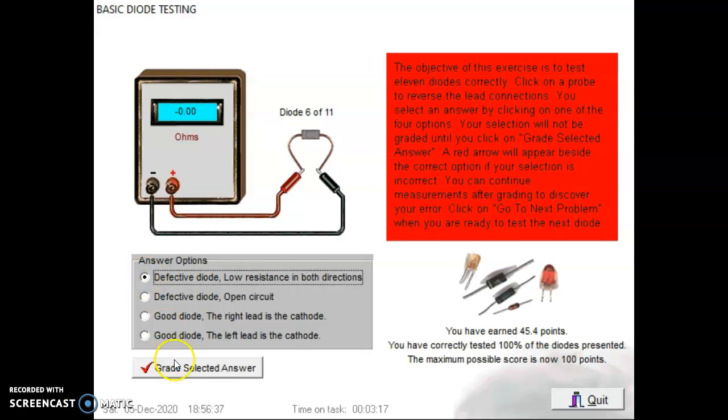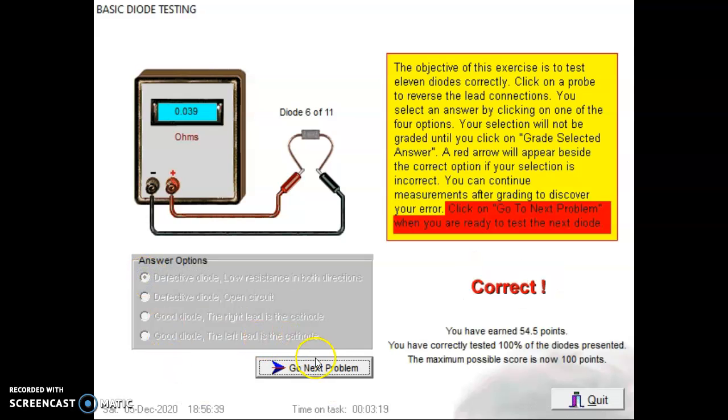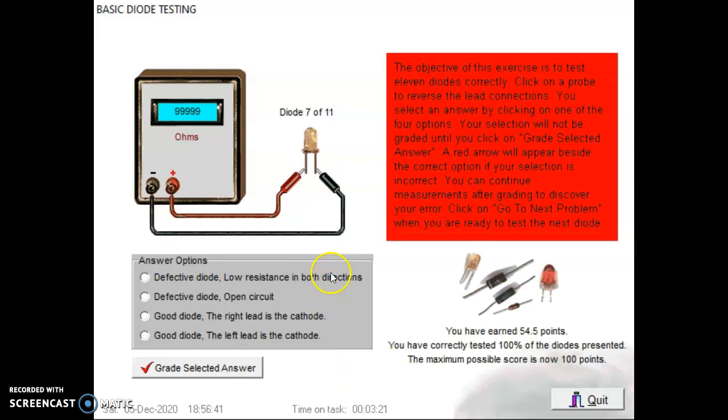So I think now you should have a good overview of what you're looking at in the diode testing. You're just simply switching the leads here. It's a pretty simple activity. You know, this one here, our cathode is on our left side, and so we got a good left side cathode. So you just continue with that. Do all 11 of them. Print your grade certificate out and turn that in. Good luck.